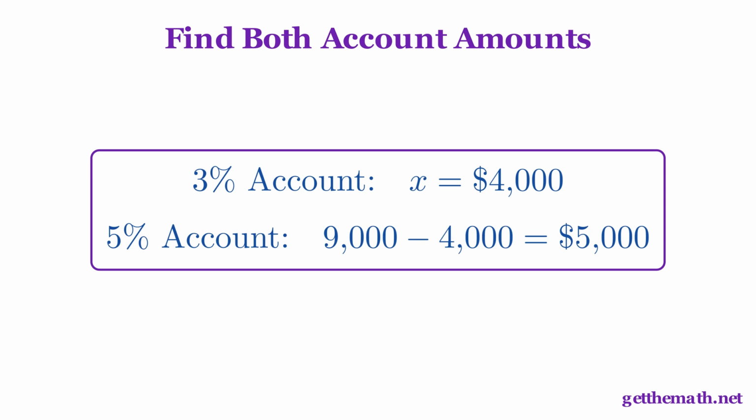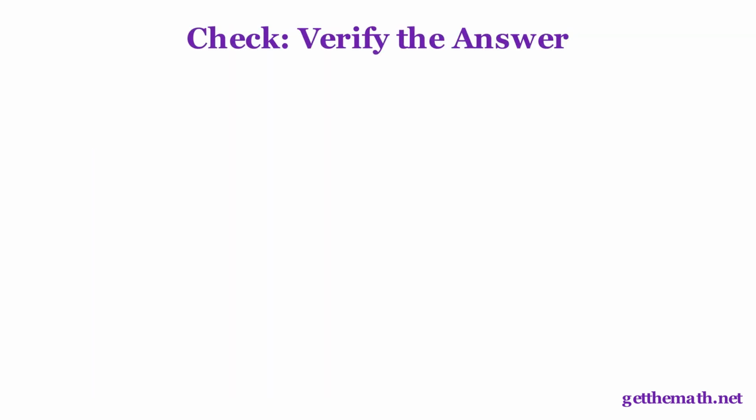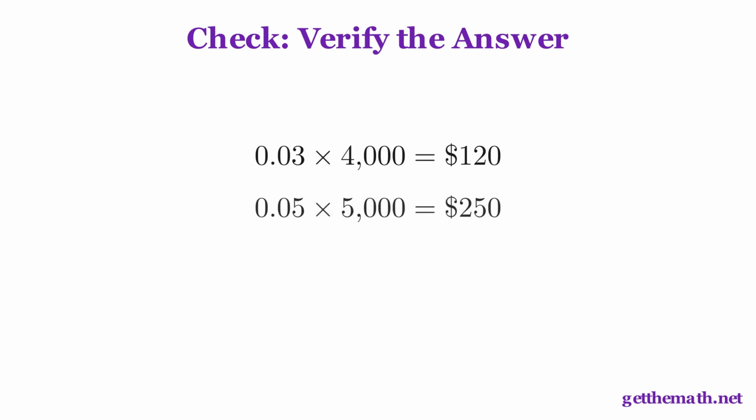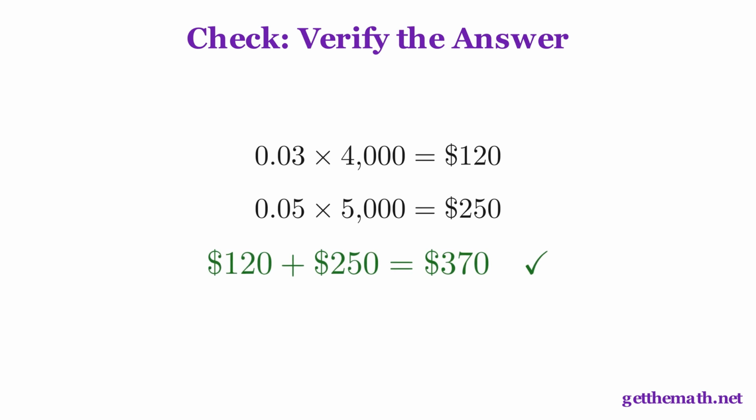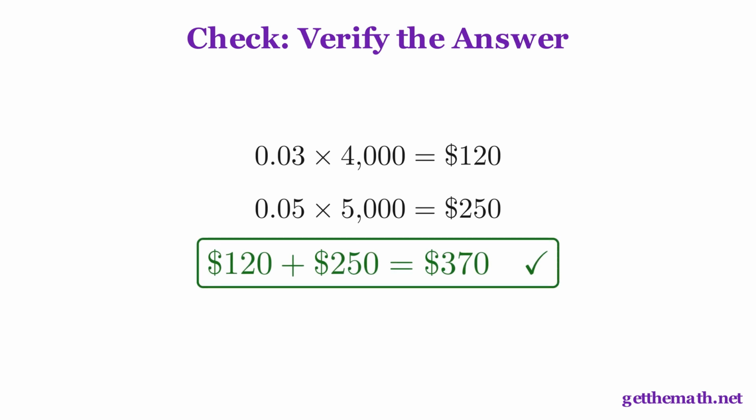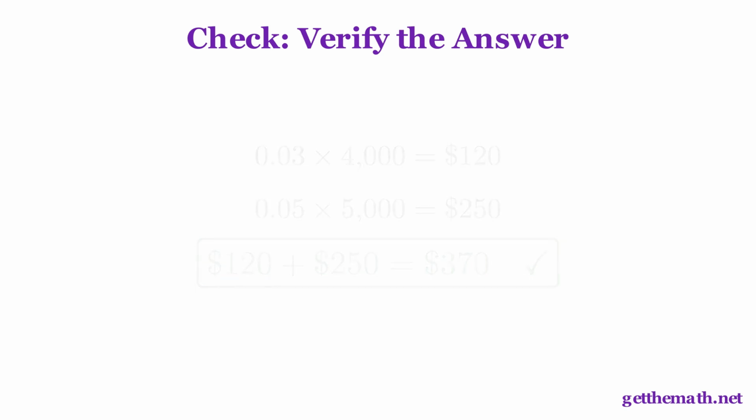Now let's check our answer. Interest from the 3% account. 0.03 times 4,000 equals $120. Interest from the 5% account. 0.05 times 5,000 equals $250. Total interest. 120 plus 250 equals $370.